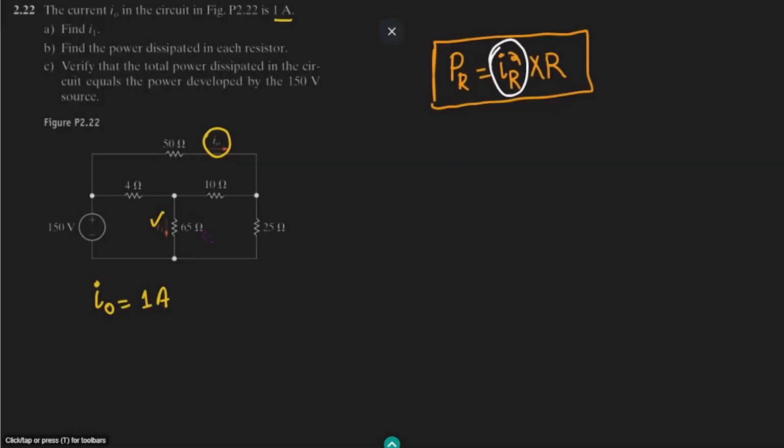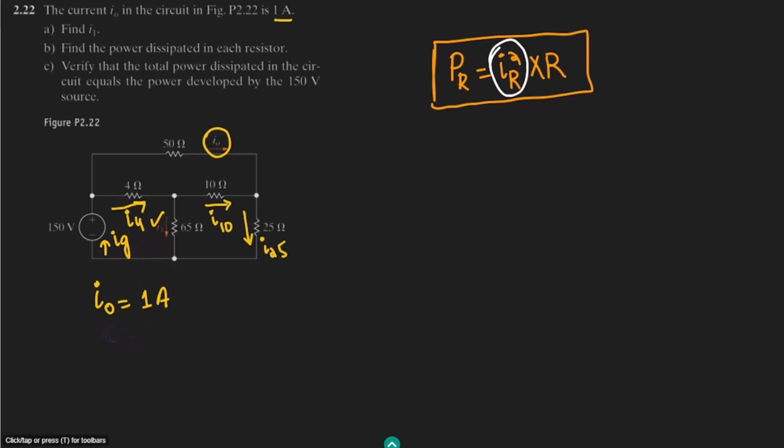Let me indicate the currents which we have to find out. The first one is I naught, which is already available. The other ones: let me call this I4, because it is passing through this 4 ohm resistor. Similarly, this one is I10, and this current flowing through this one is I25. Let me call the current from this source Ig. So these are the currents we want to find out.